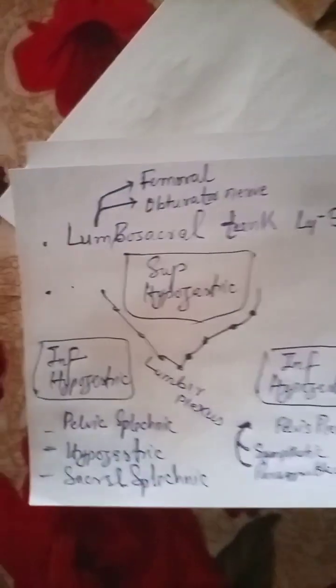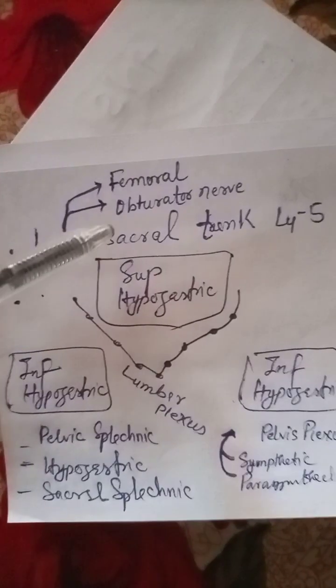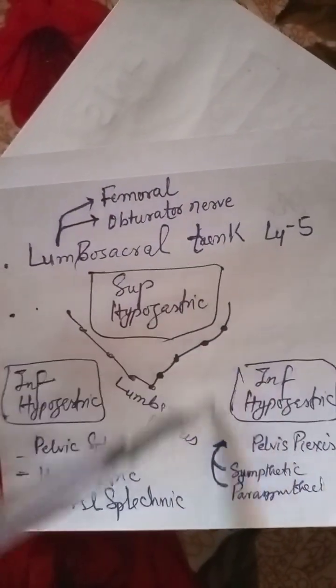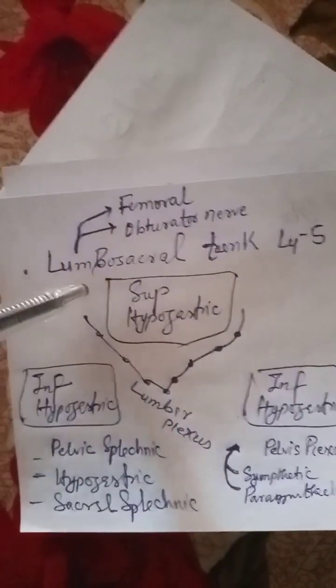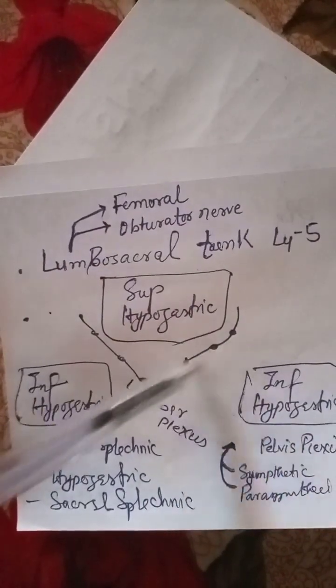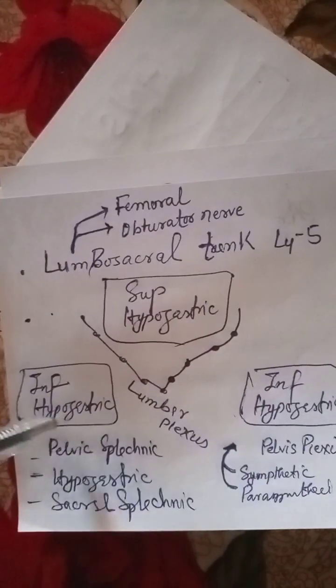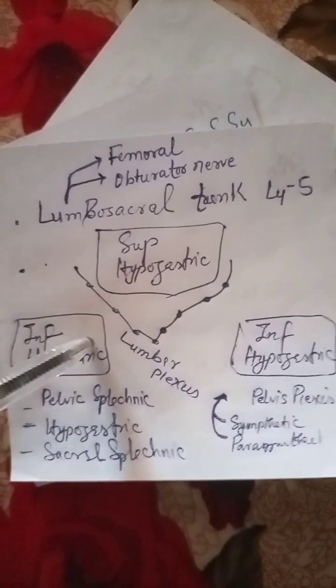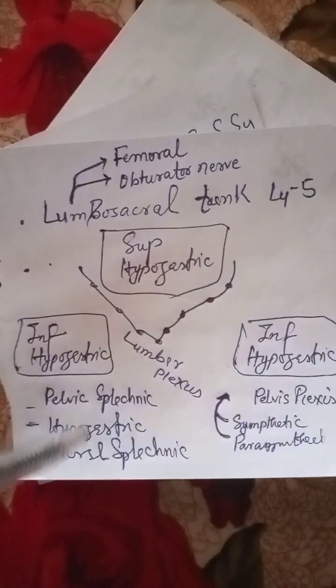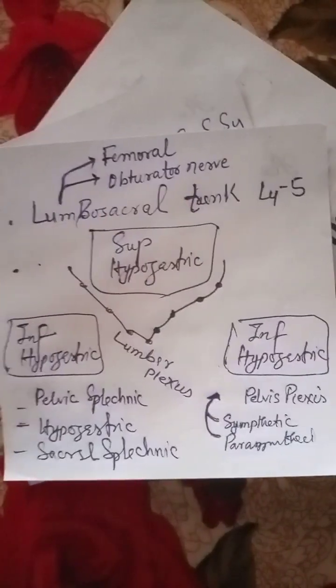Now, as you can see in this representation, let's suppose there is aorta descending downwards. In front of aorta there is superior hypogastric plexus, adjacent to it there is lumbar plexus coming down, and at this position below the superior hypogastric plexus there is inferior hypogastric plexus, and it gives rise to the different splanchnic nerves.